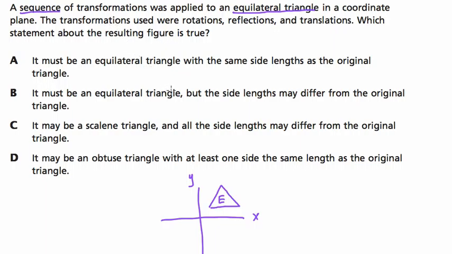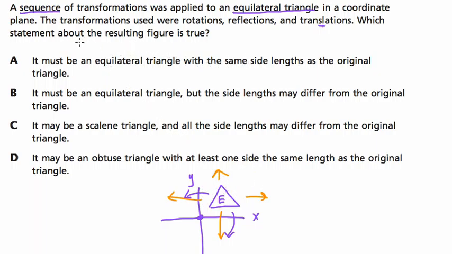The transformations were rotations, so we're turning that equilateral triangle one way or the other. It's going to turn the triangle, but it's not going to change it. Reflection means we're reflecting it across some line, maybe the x-axis or the y-axis. We'll get a mirror image of it somewhere else, and that won't change its angles or side lengths. And translations, look at the SL in translation, that means slide. We're going to take the shape and slide it down or over or up or to the right. It's the same shape, just slid around in some direction.